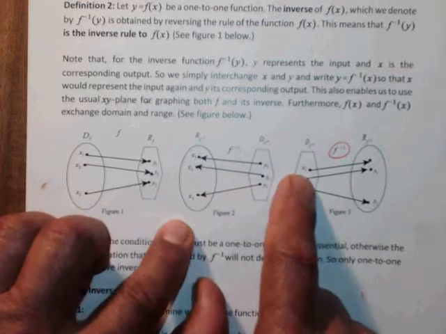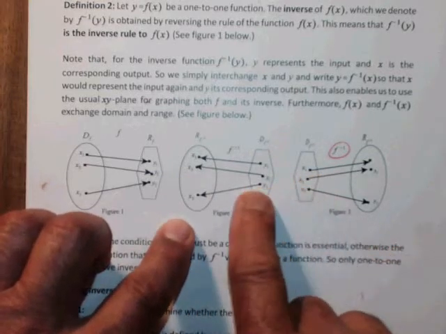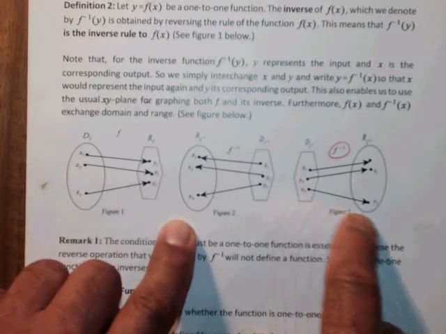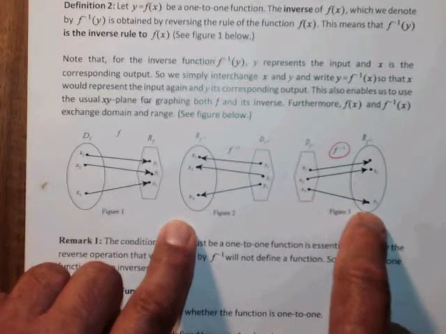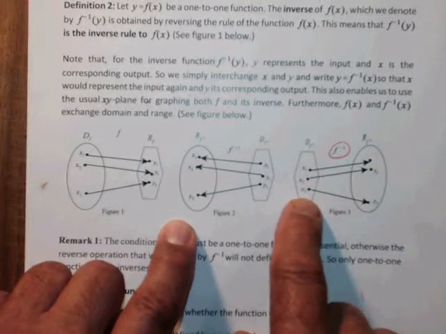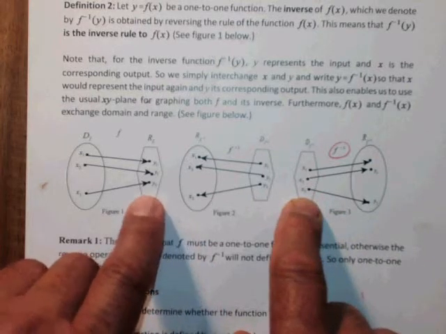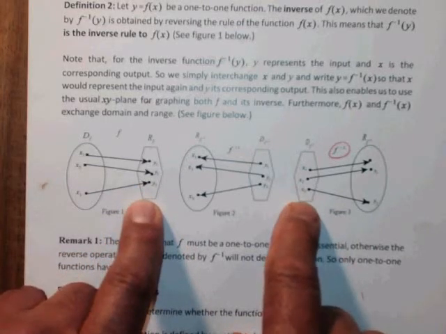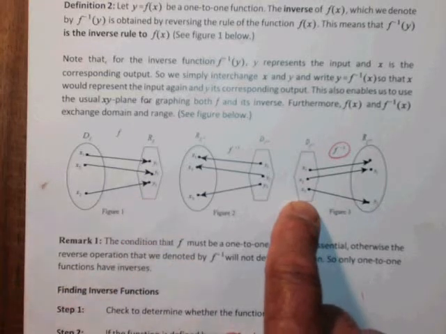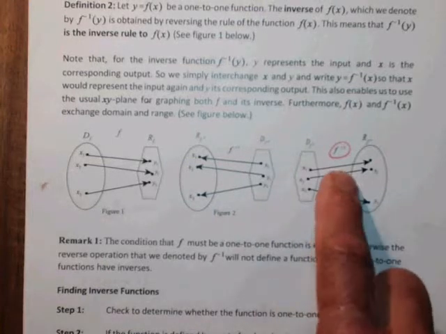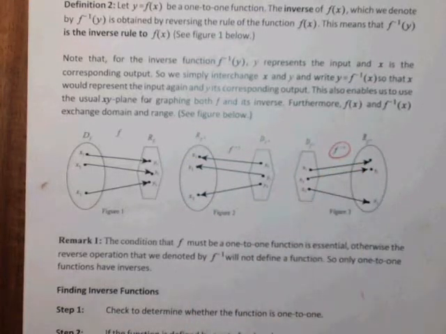So now my x's are, as you can see, this polygon shape is my domain, and this oval shape is the range. That means the domain of f inverse is the same thing as the range of the function. This is the range here, which now plays the role of the domain. So if your function is 1 to 1, then it definitely has an inverse function.